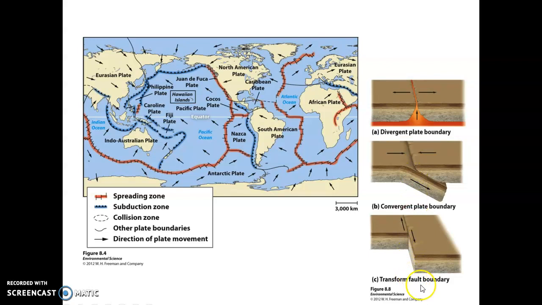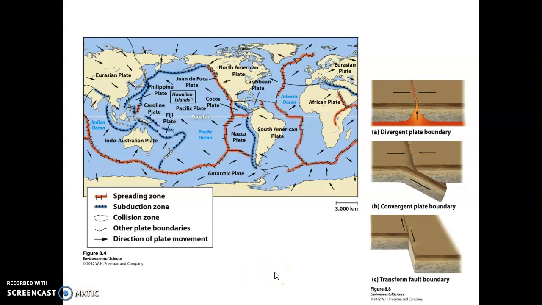The third type, shown here in C, is a transform fault boundary, where two different plates come in contact with each other and, instead of going away from each other or diving under one another, are sliding, one sliding this way and one sliding that way, and it could also go the other way. This plate could be sliding this way, and this plate could be sliding this way, and that's called a transform fault boundary.